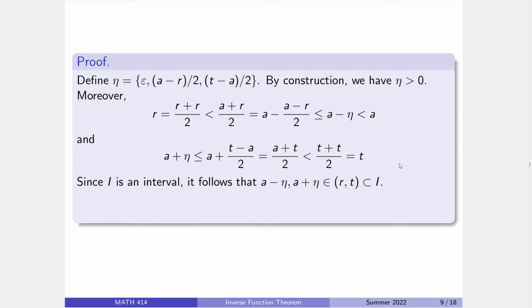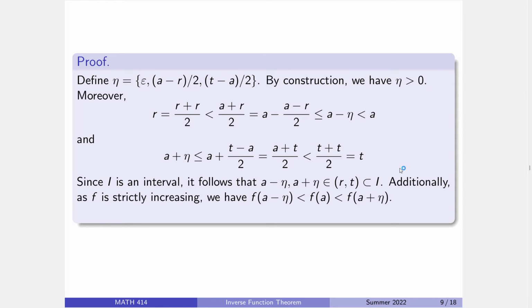Now, since I is an interval, and r and t are in I, that means a minus eta and a plus eta live in my interval. For right now, this part and this part maybe make a little bit of sense, I gotta sneak them in. The epsilon right now may not make too much sense, but trust me, it's going to. And note, in addition, since I have a minus eta less than a and a less than a plus eta, we are going to have the strict inequalities here as well.